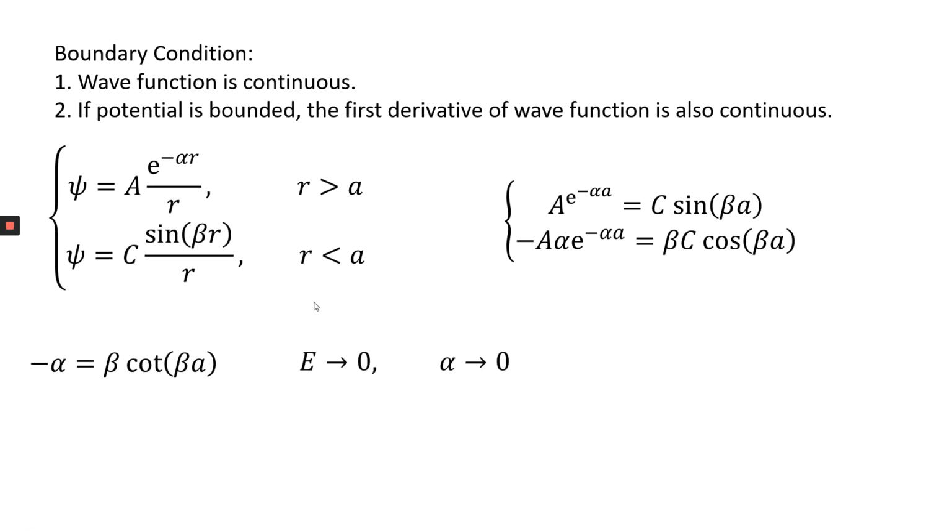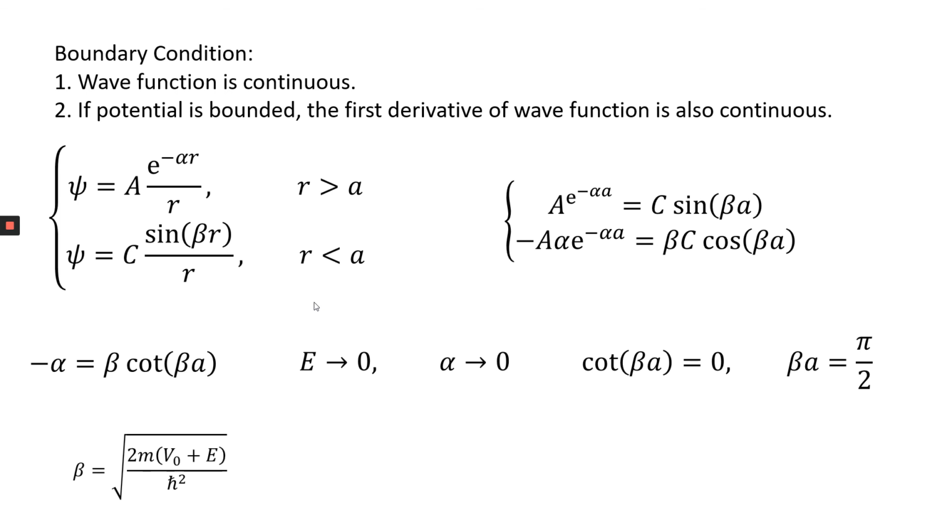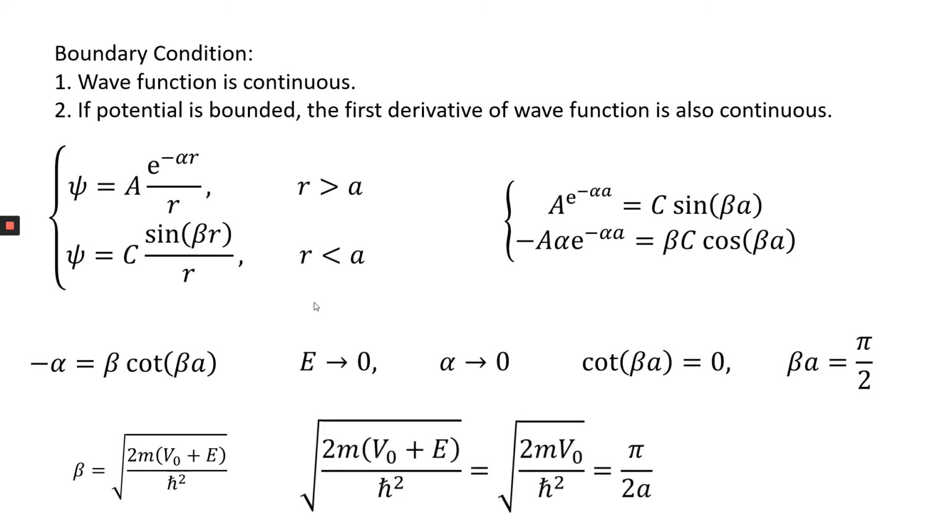Since E is 0, which means E is approaching 0 from the negative side, alpha has to be 0. Then cotangent beta a is 0. Then beta a is pi over 2. Since we want to find the least value of V0, we can just say beta a equals pi over 2. And recall beta is this. We plug it in. We finally can solve for V0, which is pi squared times h bar squared over 8 m a squared.